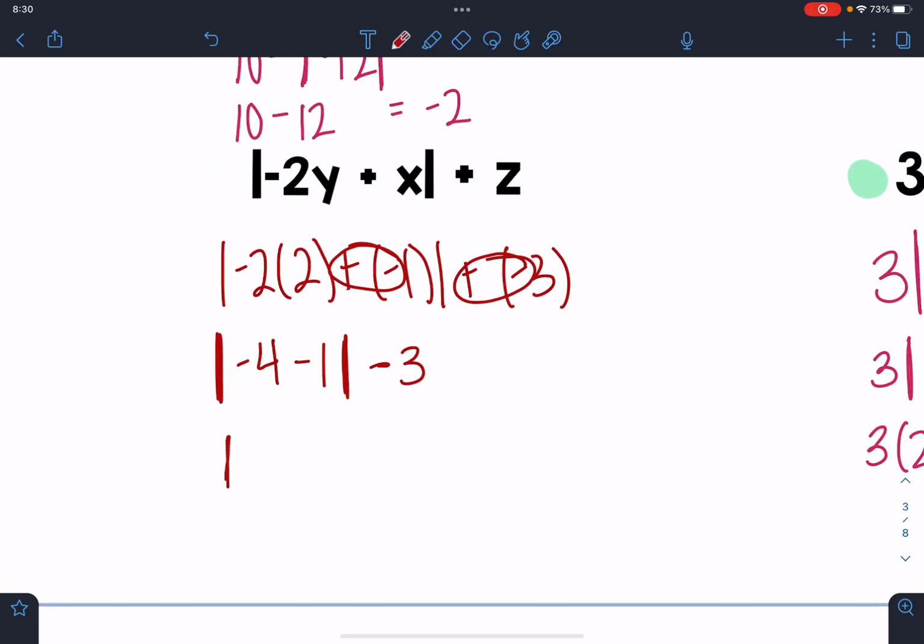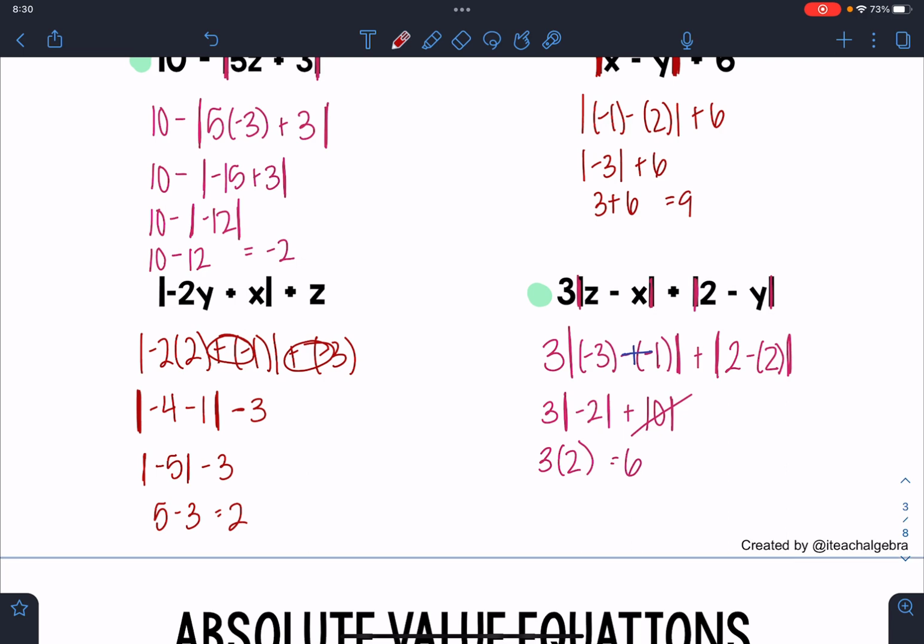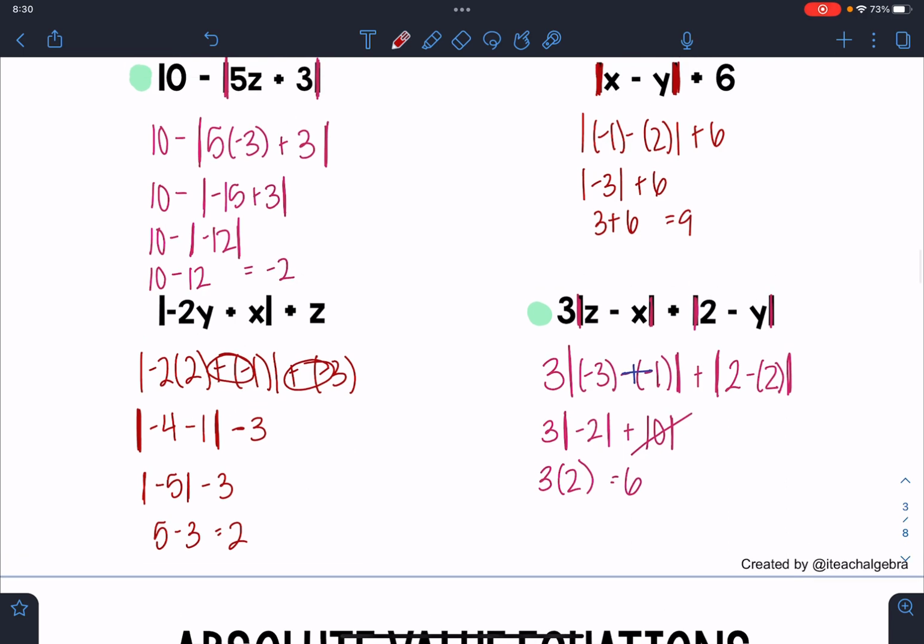So what do I have? Negative 4 minus 1 is negative 5 minus 3. I now have one negative number inside my absolute value. I can drop the negative, make it positive. 5 minus 3 is 2. So hopefully you got those correct.